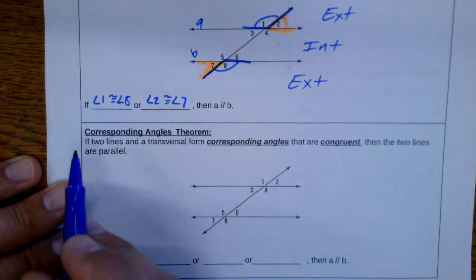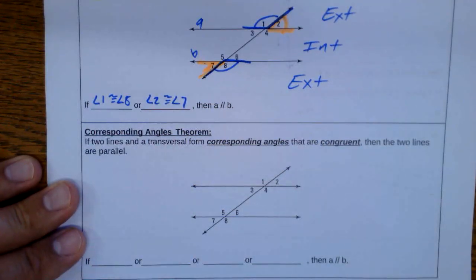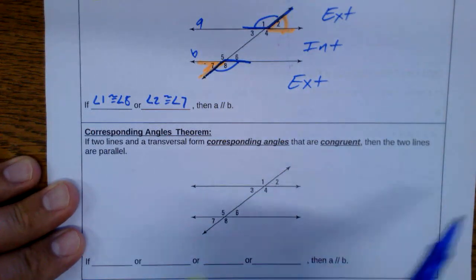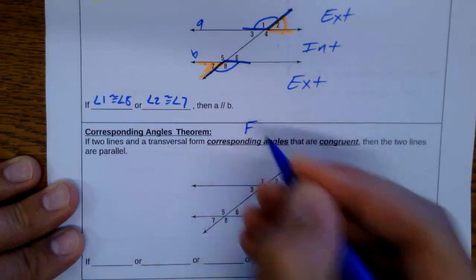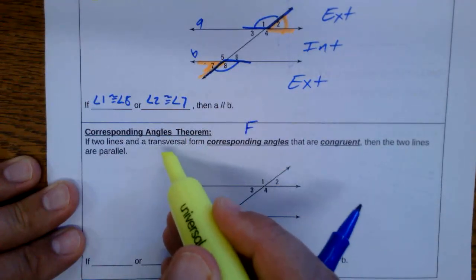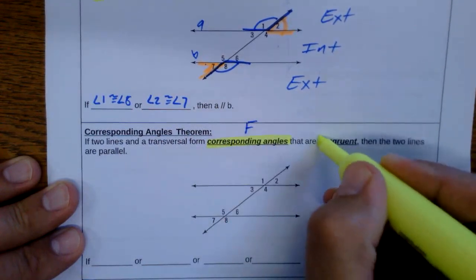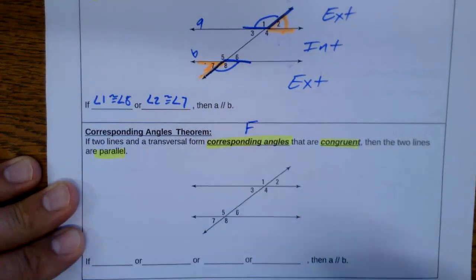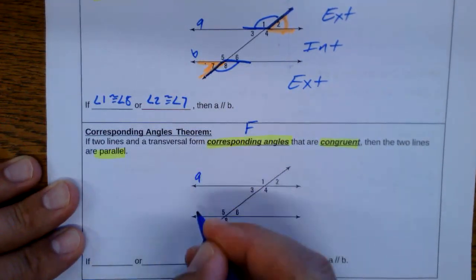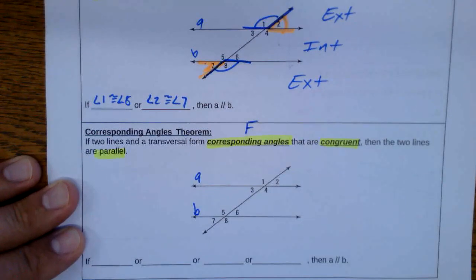The last one on this page is the corresponding angles theorem. This is the one that makes an F, if you will. It says if two lines and a transversal form corresponding angles, and those are congruent, then those two lines must be parallel. So again, as we take a look, this is A, this is B. And corresponding, that word means in the English dictionary that they are matched up. So corresponding is in the same location.